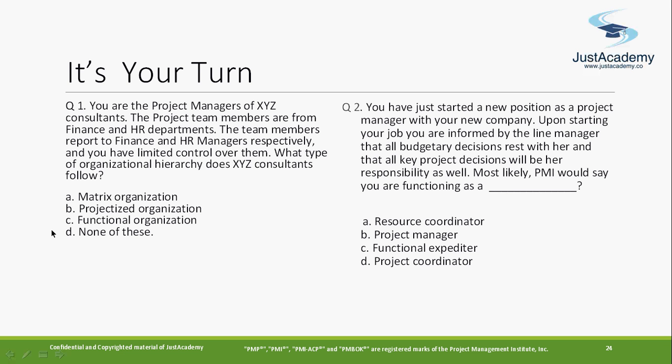So in the matrix, that is where it gets confusing. If it is a weak matrix, it's very suitable, the best fit. But it is giving matrix organization, so you can't fit. If it is a strong matrix, does this scenario fit? It doesn't fit. So the best thing is functional organization. You get my point? Because in the functional organization, resources report to their respective manager, and the project manager has limited control, low control there.